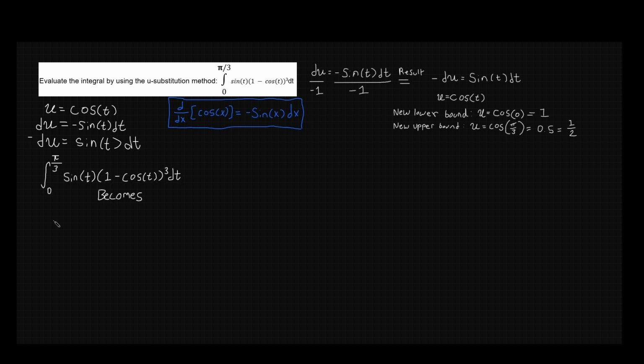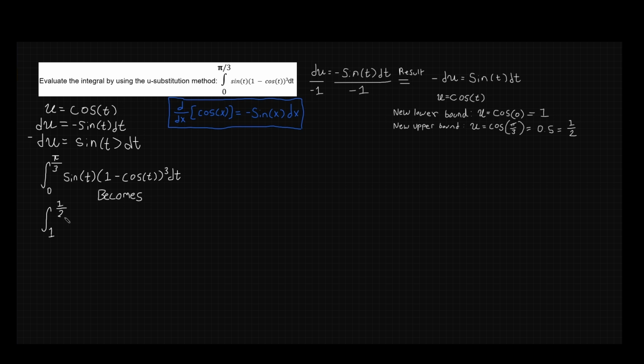We're actually going to find that the integral from 0 to pi over 3 of sine of t times 1 minus cosine of t raised to the third power is going to become something totally different. And we can plug in what we have done, right? So our new limits of integration, or bounds of integration, you can use those two terms synonymously, is going to be, for the lower bound, 1, because that's what we said it was going to be over here. And the upper limit of integration, the upper bound of integration, is going to be 1/2.